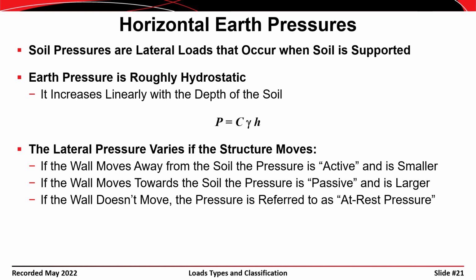Okay, lateral pressure varies if the structure moves. If the wall or the retaining structure moves away from the soil, then the pressure is said to be active and is a smaller pressure. If a wall moves towards the soil, then the pressure is referred to as passive, and it's a much larger pressure. If the wall doesn't move, if everything is static, then the pressure is referred to as an at-rest pressure.